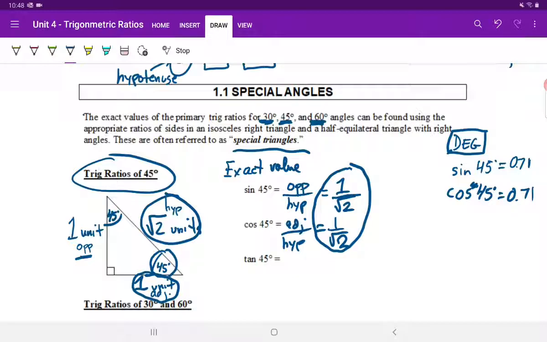So opposite over hypotenuse ends up being the same as the adjacent over the hypotenuse, which is 1 over square root of 2, which equals 0.71, by the way. If you did 1 divided by square root of 2, you would get 0.71 as well.